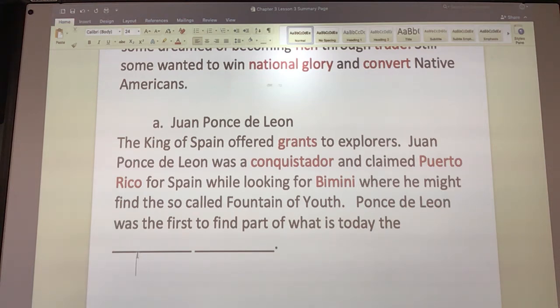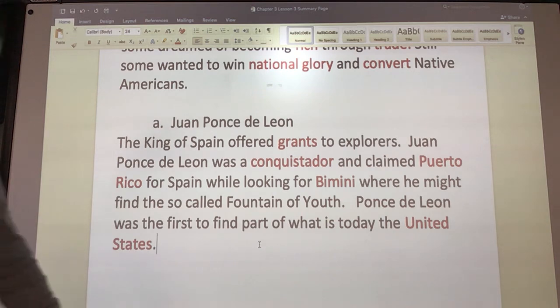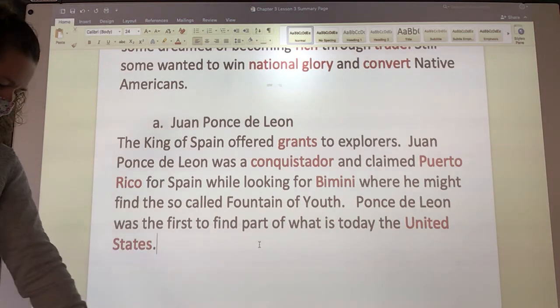This is gonna be United States. Hang on, let me get this in here and then we'll look at it. So the bottom one should be United States? Yeah, the bottom one should be United States. So he eventually finds part of it. So he settles in what is today Florida, right?